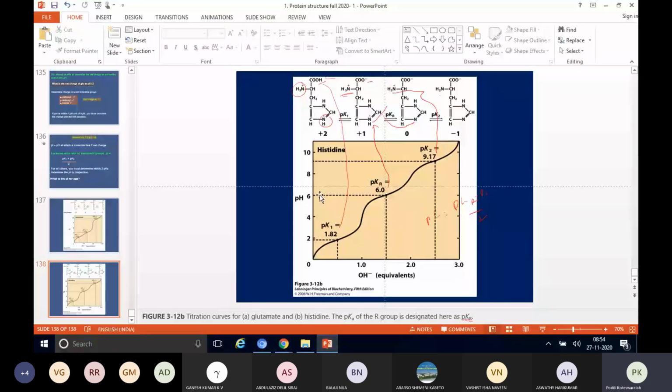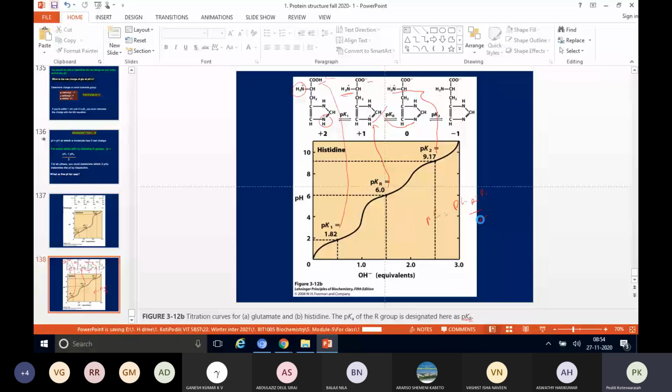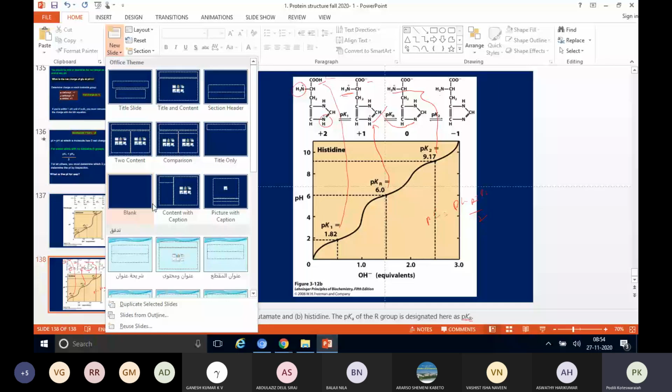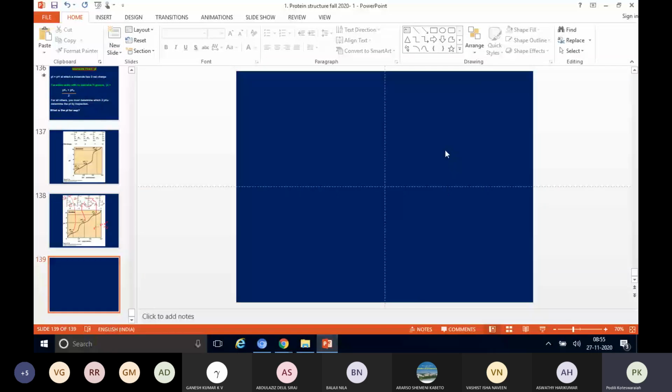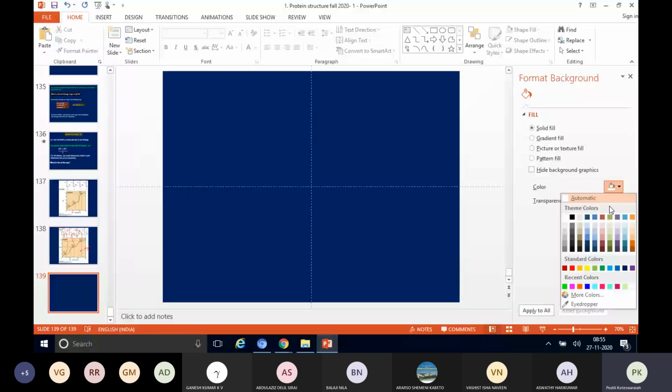As I already said, amino acid titration curves are useful to understand how the amino acid behaves when we titrate with alkali or acid, and we measure the pH. When we construct a plot between the moles of alkali added versus pH, we get different shapes of titration curves. Another important point you need to understand is that the shape of the titration curve will tell you how many ionizable groups are present in an amino acid.